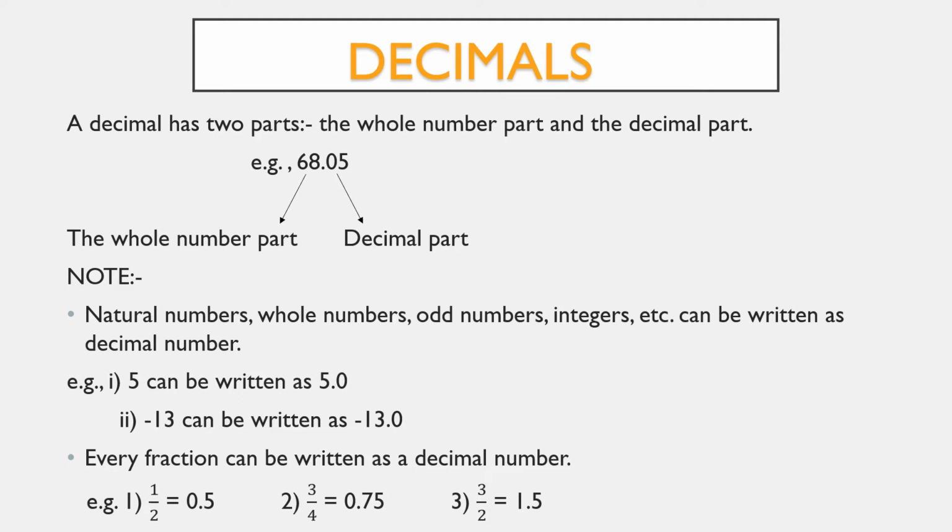Now see the second example. In the second example, the fraction is written as 3 upon 4, right? If I divide 3 by 4, I'll be getting 0.75. That means again we can convert fraction into decimals. Clear? See the third example. In the third example, we have taken 3 upon 2. If I divide 3 by 2, I'll be getting 1.5. So that means every fraction we can convert into decimals. Clear?